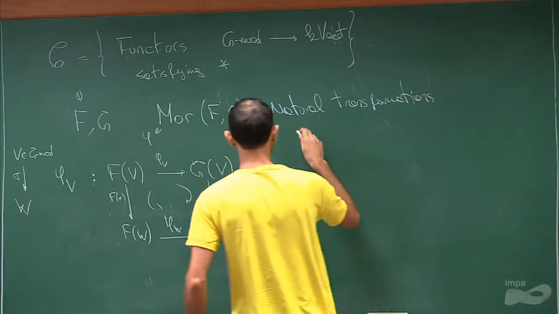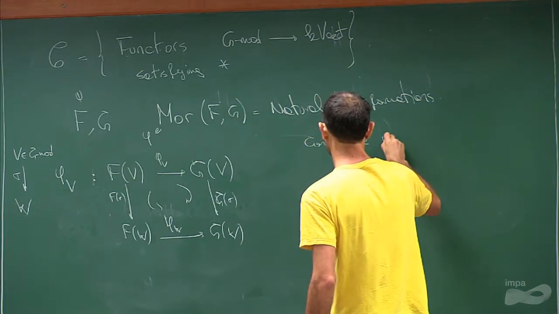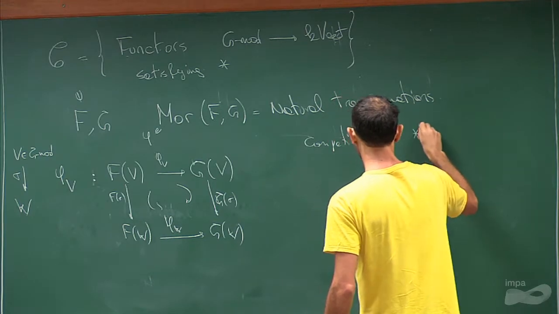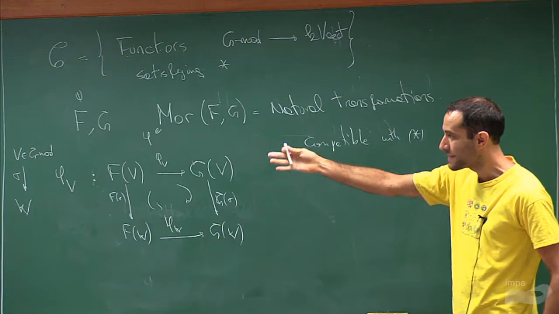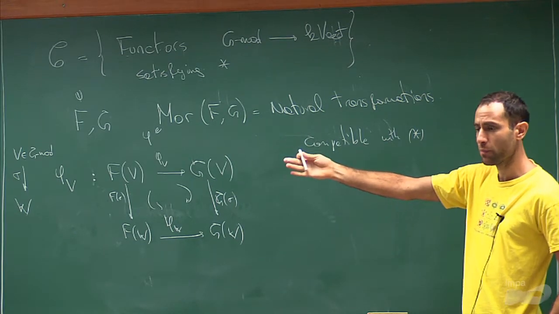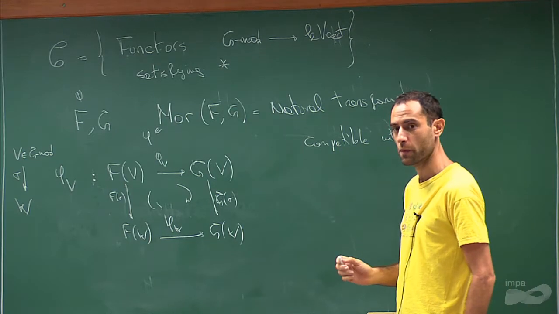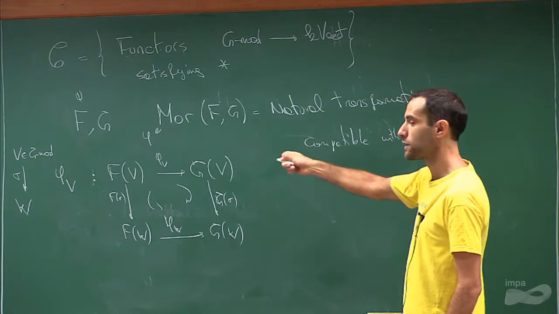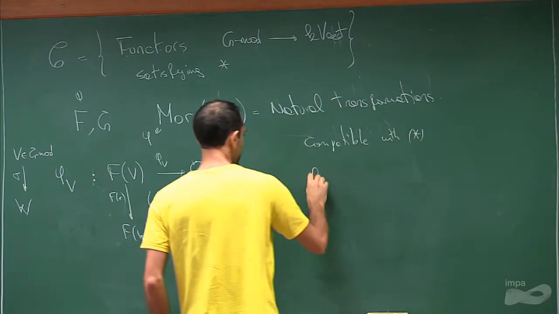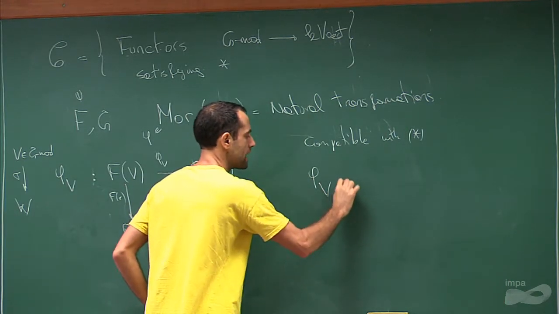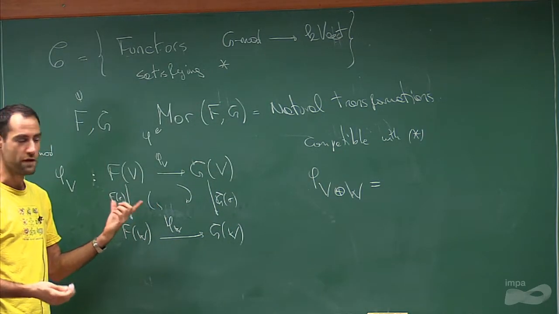So these natural transformations should be compatible with star. So what I'm aiming for here is that the structure in the category of representations of a group determines somehow the group. So that's the kind of theorems that we want to look for. So in what sense should the natural transformation be compatible with star? Well, clearly that phi of V plus W should be the sum of phi of V and phi of W.